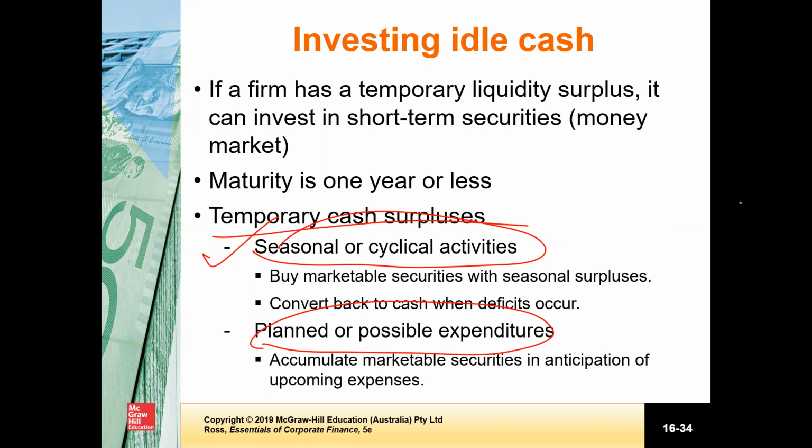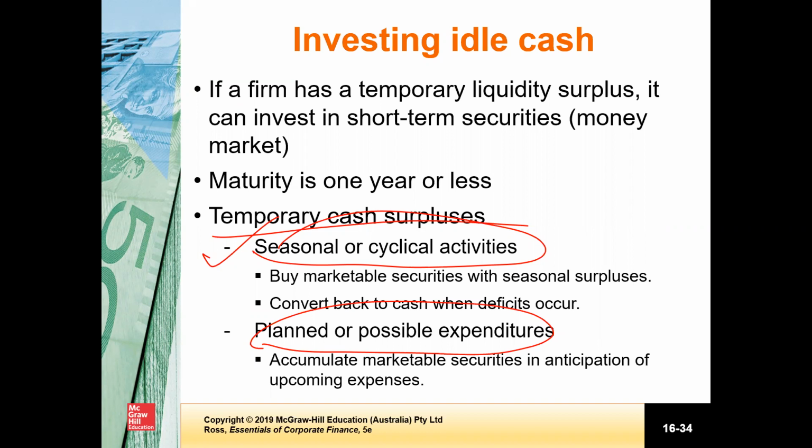And the second point is the planned or possible expenditure. Firms frequently accumulate temporary investments in marketable securities to provide the cash for a planned construction program, dividend payment, or other large expenditure. Thus, firms may issue bonds and shares before the cash is needed, investing the proceeds in short-term marketable securities, and then selling the securities to finance the expenditures.